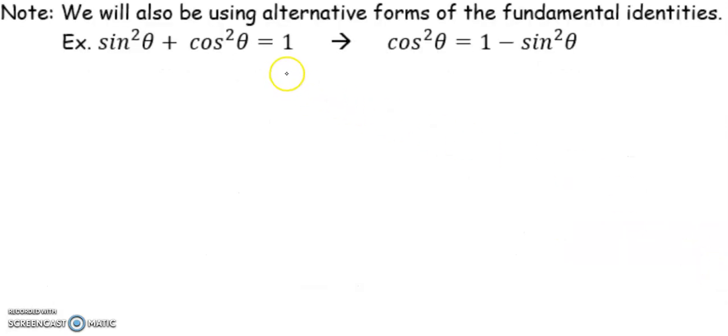So be aware, like I've already shown you, we're going to be using alternate forms of some of these identities. What I mean by that is, instead of saying sine squared theta plus cosine squared theta equals 1, a lot of times we're going to say cosine squared theta equals 1 minus sine squared theta, or we'll say sine squared theta equals 1 minus cosine squared theta, either of those.